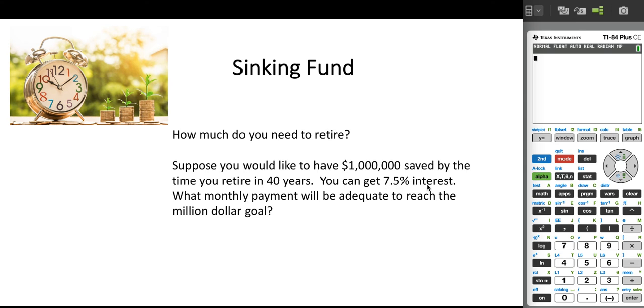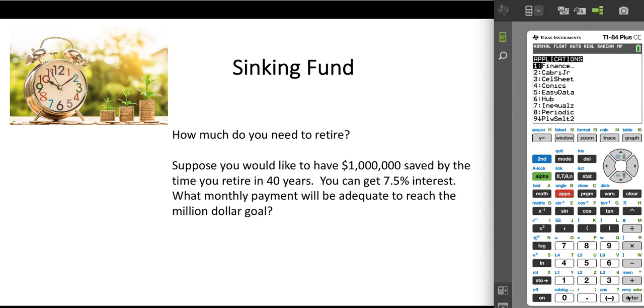You can get 7.5% interest. So what should you be paying every month to reach this $1 million goal? Once again, we could do this in our calculator. Apps, enter for finance, enter for TVM solver. This time, it's 40 years and 12 payments per year for 40 years. The interest rate in this problem is 7.5%.